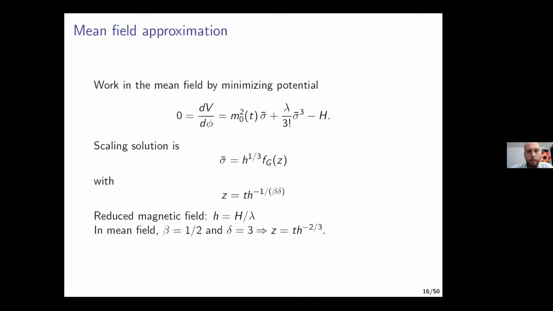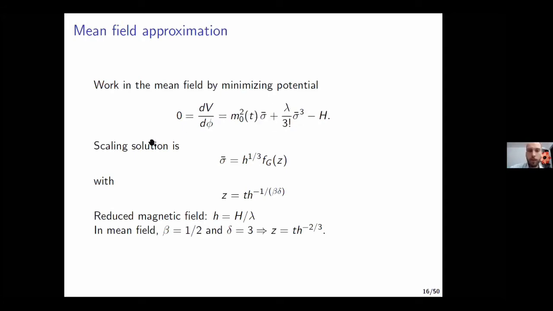So what we'll be doing is working in the mean field approximation to get some nice plots going. And the way you do this is really straightforward. I'll just outline the basic steps. What you do is you minimize the potential. So you take the derivative with respect to the O4 vector. And I'm dropping indices, this is a little sloppy, but you basically arrive at something like this. So this is the amplitude, sigma bar.